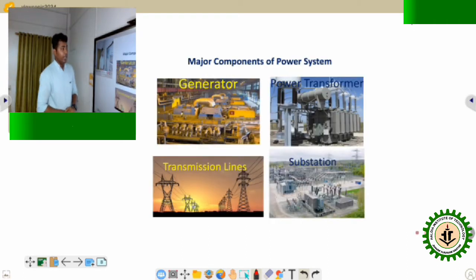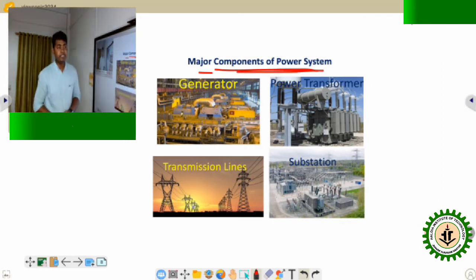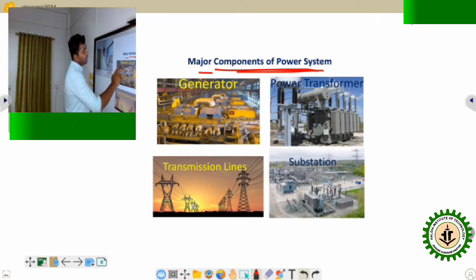Next are the major components of the power system. Very important. Power system is a vast topic in electrical engineering. So what are the major components? Generator, power transformer, transmission line and substation. First, the generator. Here you see that these are all generators. Suppose this is one thermal power station, a generating station. In the generating station there are two to three generators, and all the generators are coupled to the turbine's rotor or the turbine shaft. So the generator is used to generate the power.